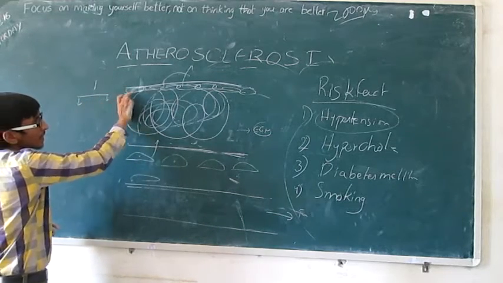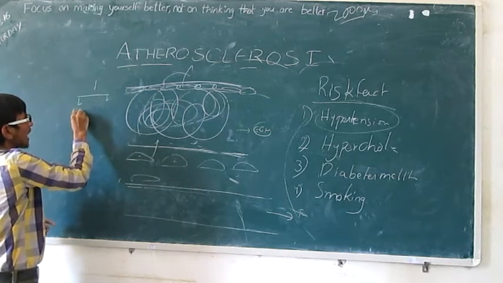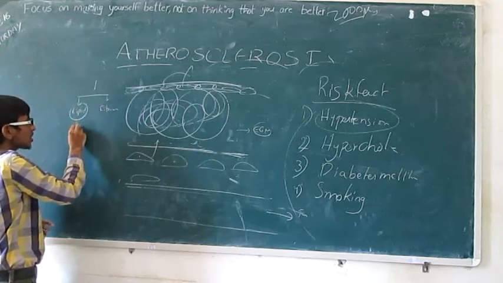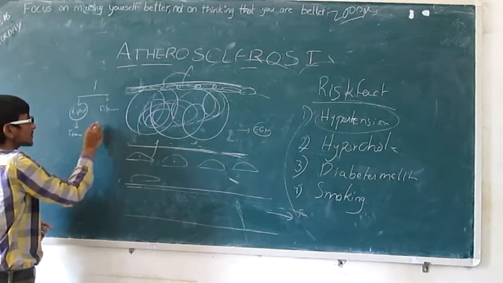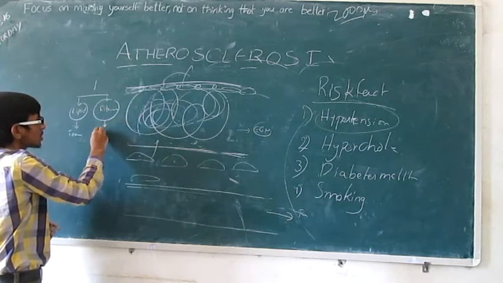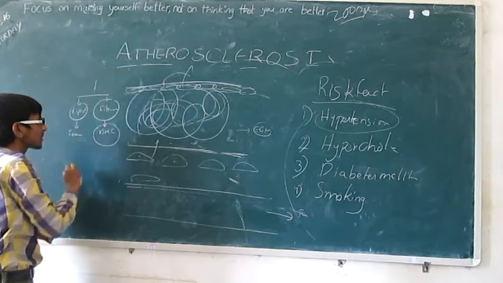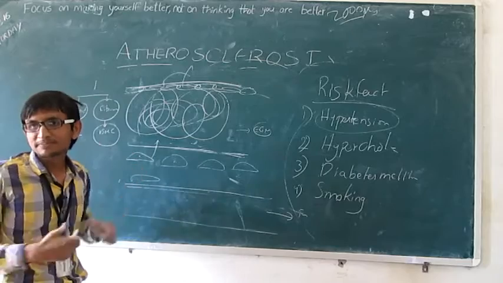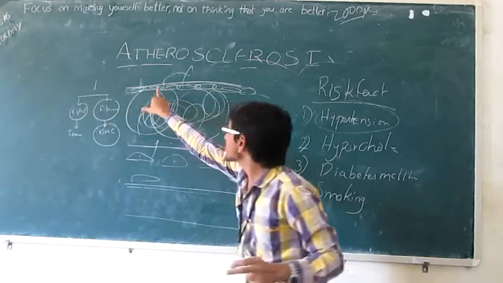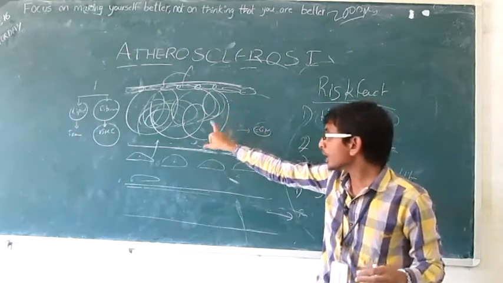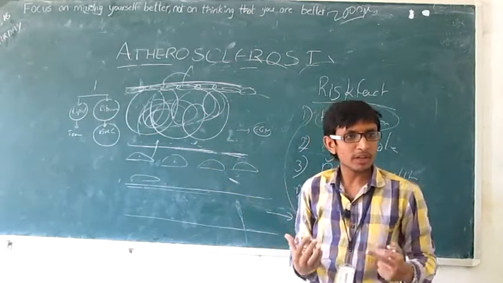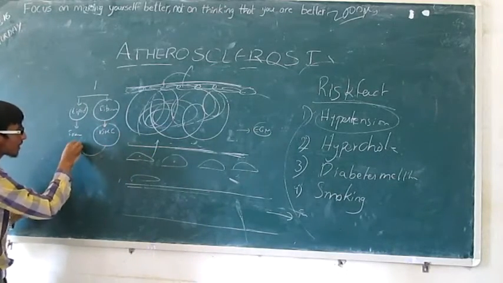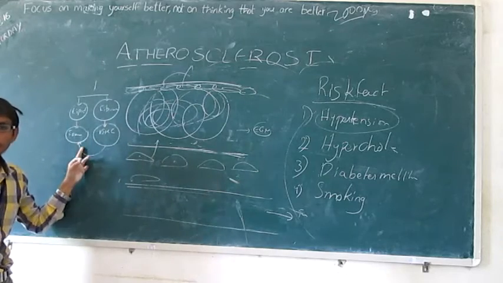One is the lipid core and the other one is the fibrous cap. This lipid core consists of foam cells and this fibrous cap consists of vascular smooth muscle cells. Okay. Vascular smooth muscle cells also have another behavior. They not only contribute to the formation of the fibrous cap, but also to the formation of the lipid core. But how do they contribute to the formation of the lipid core? By changing their behavior into foam cells.